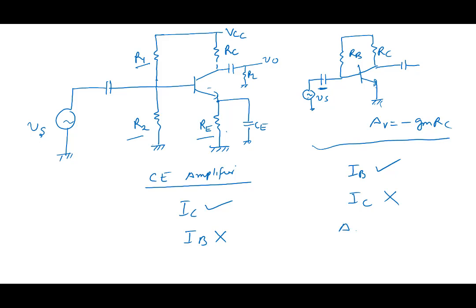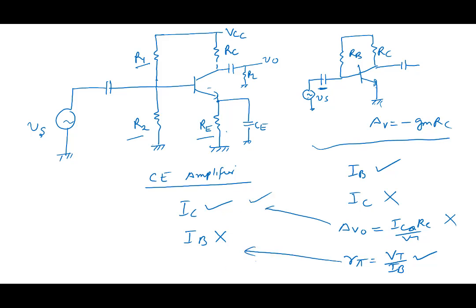What will happen is AV0, which directly depends on ICQ RC by VT, is not stable. But R pi, which is VT by IB, may be stable, right? It's stable because IB is this one here. While in this case, AV0 is okay, and in this case, R pi is not okay. But there's a difference between AV0 and R pi.